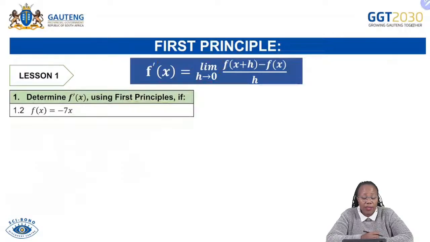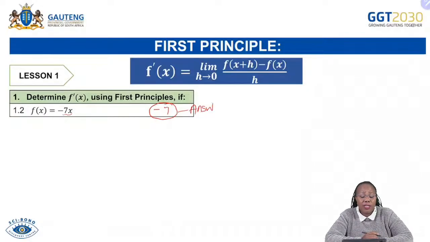And now let's look at the second example here. Determine the derivative f' using the first principle if f at x is minus 7x. Let me give you a tip, grade 12, around this one. You already have your answer. Your answer for this will be the coefficient of your x, which in this case is minus 7. So after using first principle, we are expecting an answer that is minus 7. That will be our answer there.